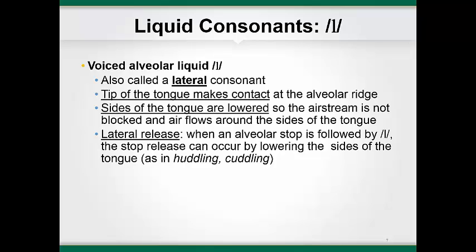Sometimes, when an alveolar stop precedes the L sound, the alveolar constriction is not released. Instead, the stop is released by simply lowering the sides of the tongue. This is called a lateral release of the stop. You might hear it in words such as huddling or cuddling, depending on how you say them. If you say these words without the lateral release, they might be 3-syllable words, but 2-syllable words if you say them with the lateral release.